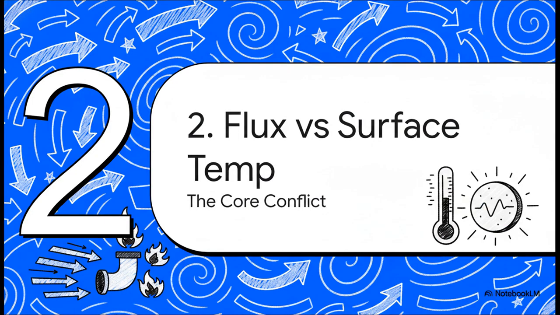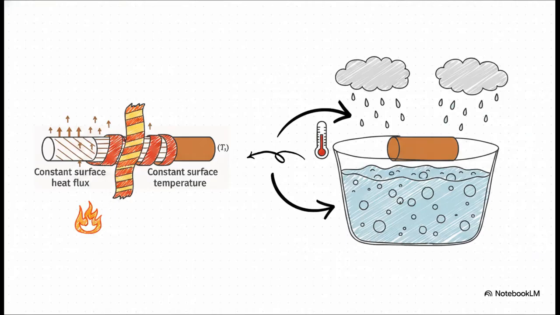Moving right along to Section 2, constant flux versus surface temp, the core conflict. Let's see how those baseline rules build into the 2 major heat transfer scenarios you've got to distinguish between. Most exam questions are going to explicitly state one of these 2 conditions, and you need to spot the difference instantly. On one hand, we have constant surface heat flux. This means the exact same amount of heat is being added or removed per unit area along the wall. A great real-world example of this would be an electric resistance heating tape, wrapped evenly all the way around a pipe.